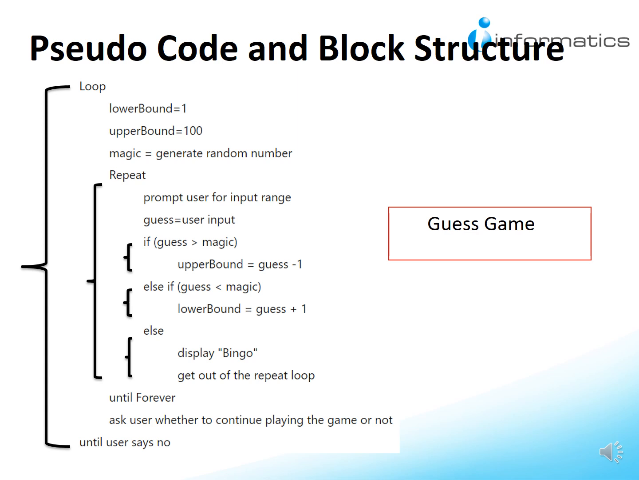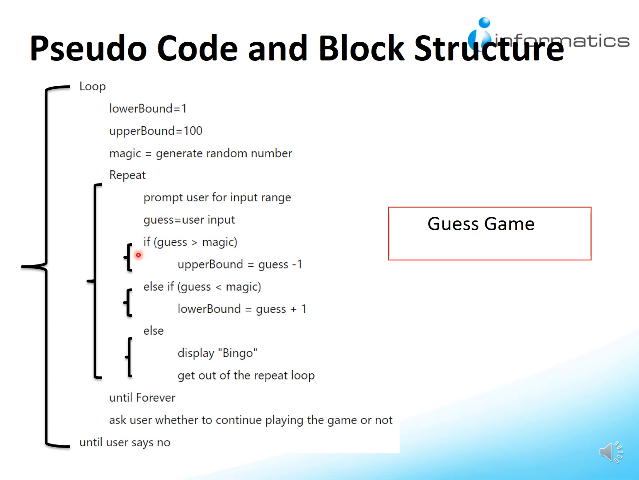So in this game, the program first initializes lower bound and upper bound to 1 and 100, and it will generate a magic number and store the magic number in a variable called magic. Then the control of the program goes into a loop. It prompts the user for input and hints the user the input range. It waits for the user to enter the guess and stores the user's input into a variable called guess.